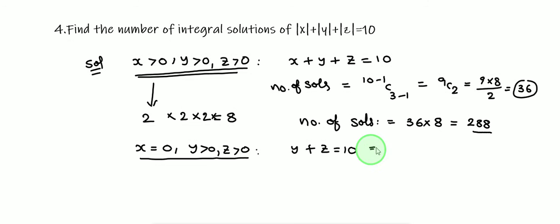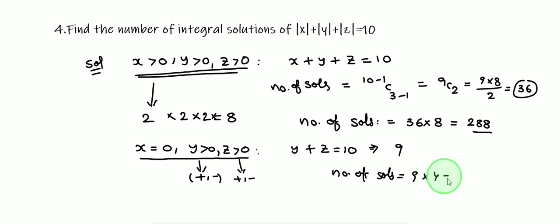When y plus z equal to 10, just now we discussed that the solution set will contain 9 solutions. So what are the possibilities? When x is equal to 0, y can be positive as well as negative, and z can be positive or negative. So in this case, when x is equal to 0 and y and z are non-zero, the number of solutions is 9 times 4, 36.